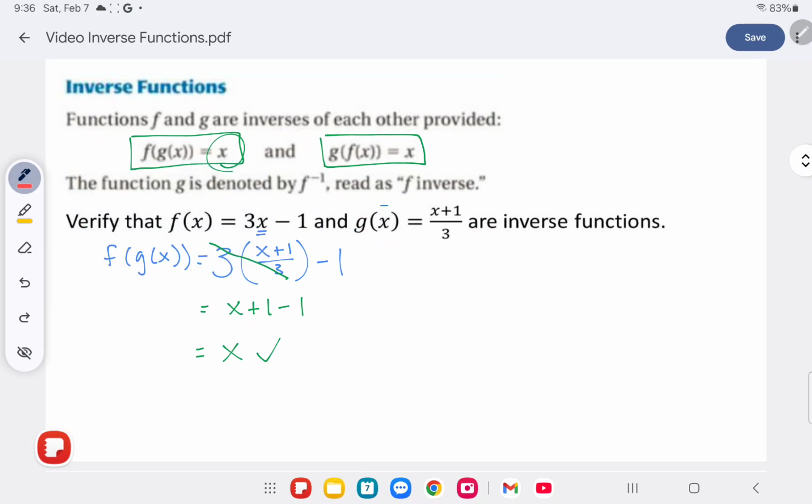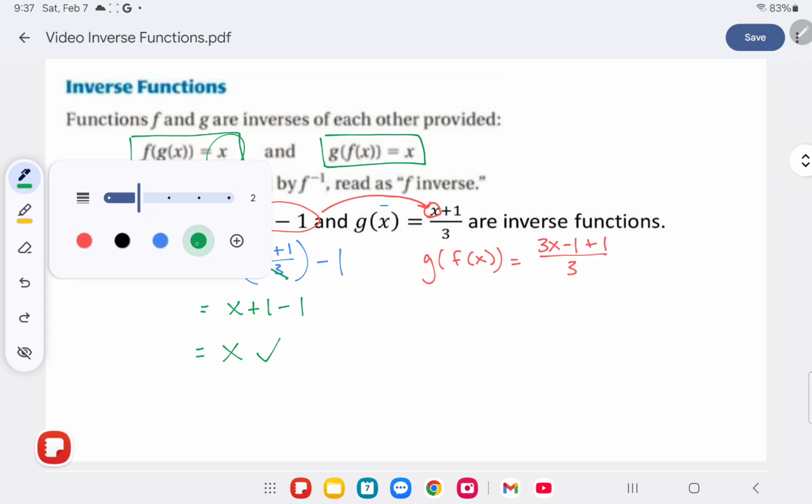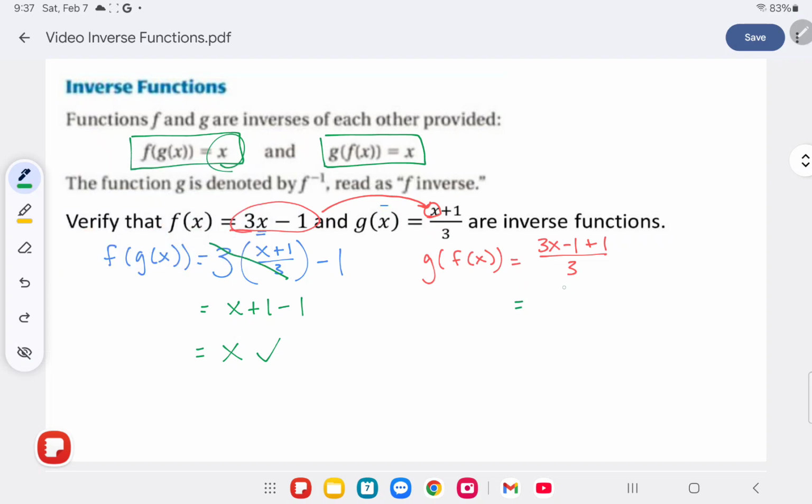So now I'm going to go the other way. I'm going to find g of f of x, so I'm going to plug f into g. F is my inside function this time. So where the x is, I'm going to plug in 3x minus 1. And then g has a plus 1 and a divided by 3. So if I'm going to simplify this, first I'm going to simplify the minus 1 plus 1. Those cancel out. And 3x divided by 3 is x.